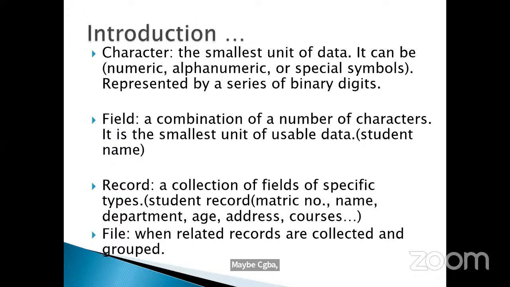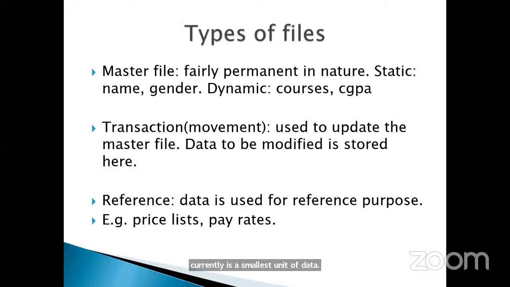A collection of related data is known as a file. A collection of fields, like the name and matric number, is a record. A collection or combination of characters is known as a field, and a character is the smallest unit of data. Then we have different types of files, like a master file, a transaction file, and a reference file.